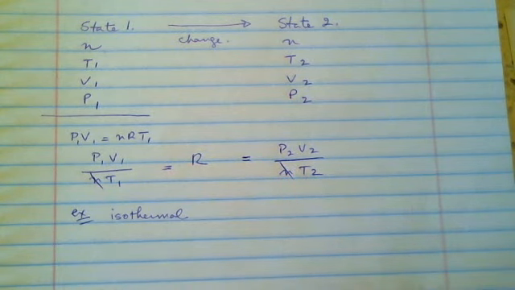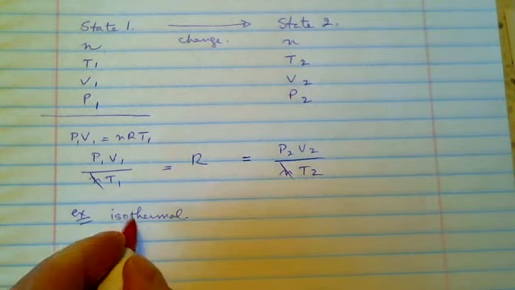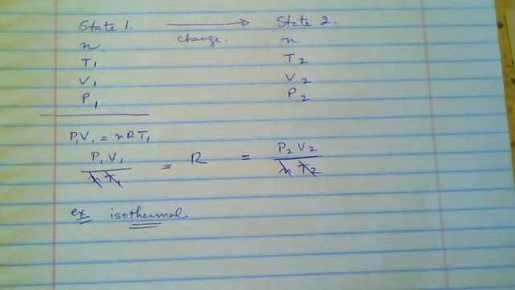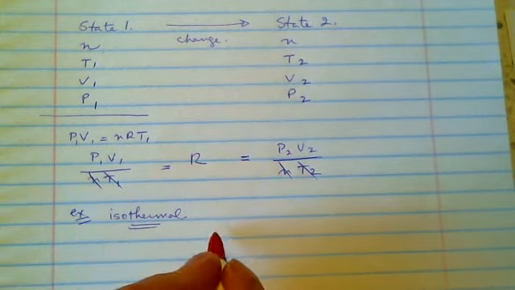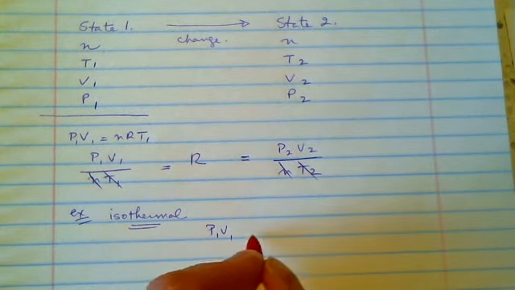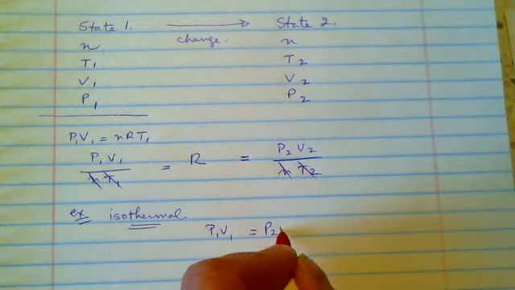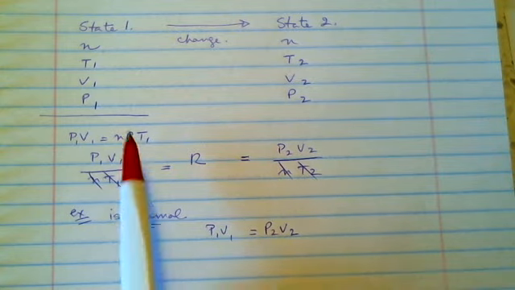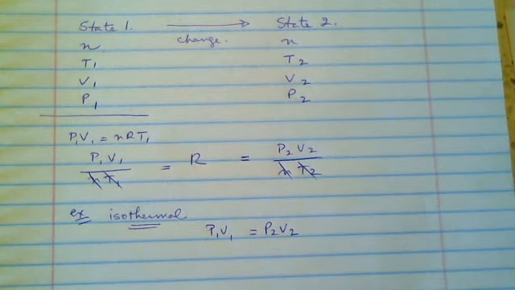And so now I can cancel what's the same on both sides. And if it's isothermal, T1 and T2 are the same, so that cancels. And so my equation becomes very simple. P1 V1 equals P2 V2. Of course, I could have started with this, but I'm looking for this sort of logic. And so the starting point is always the same.